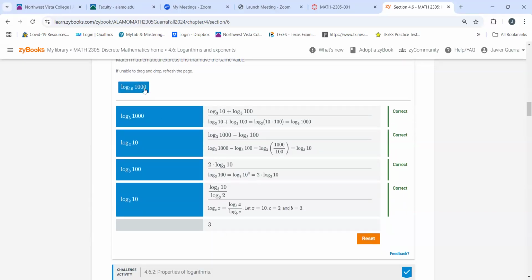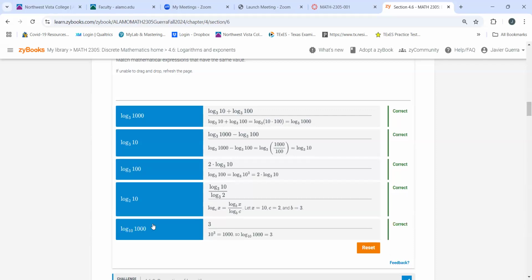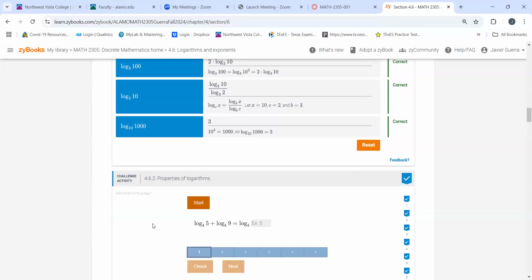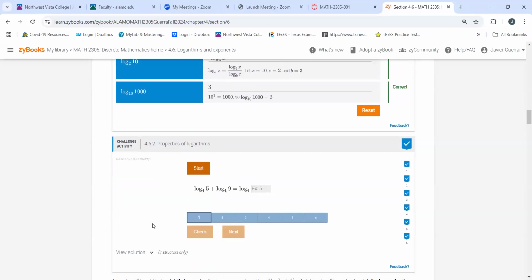This one is calculating, well, I can change 1,000 to 10 raised to the third, and the 3 goes in the front. Therefore, if I have 3 log base 10 of 10, log base 10 of 10 is going to be 1, so it has to be 3. Yep. Or you can convert it. Awesome. All right, so time to do the challenge activities.